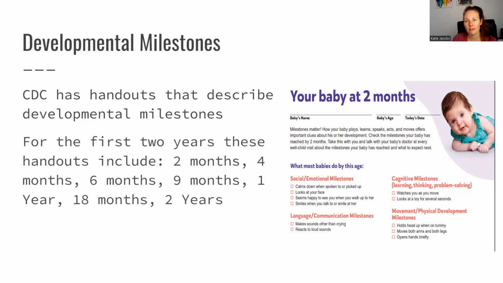And so they have ones for, if we're talking about the first 2 years with infancy and toddlerhood, one for 2 months that you can see the screenshot I took there, 4 months, 6 months, 9 months, 1 year, 18 months, and 2 years. And so if we look at this handout that I screenshot here, at 2 months, these are the things that your baby should be doing.